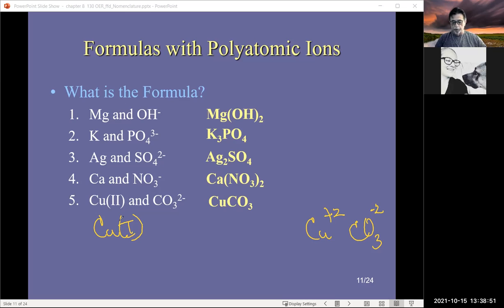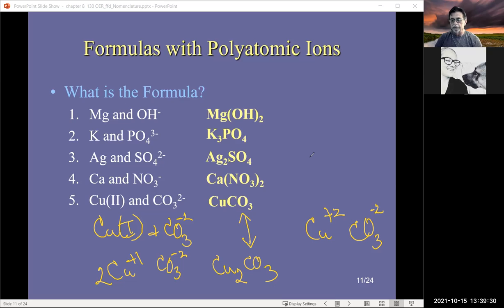What if you were given copper Roman numeral 1 and the carbonate? What do you think the formula would be? Okay, what would be a formula for copper 1? Copper 1 tells me I'm using a +1. Okay. And the carbonate is still -2, hasn't changed. So that means I need 2 copper 1 ions. So that becomes copper 2 CO3.